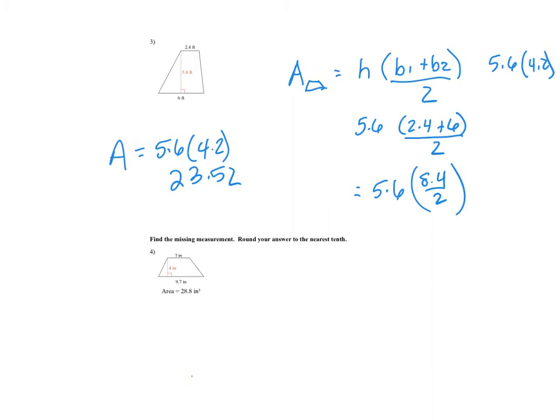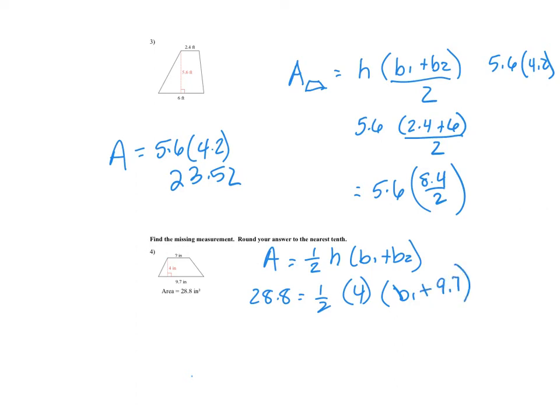Now in the next one, we're finding what's missing. So we have the formula. Area, that's a trapezoid, is, and I'm going to put the 1/2 in the front, times h times b1 plus b2. And I know that the area is 28.8 equals 1/2. The height is 4, but we don't have both of the bases. B1 is a question mark and B2 is 9.7. So this is going to be a little bit harder to do, but we can handle it.